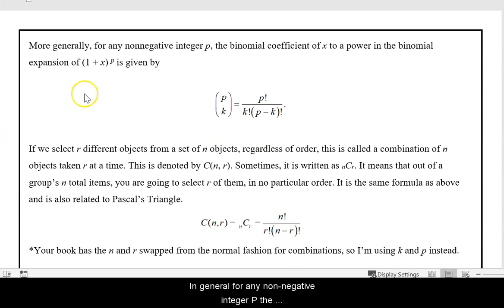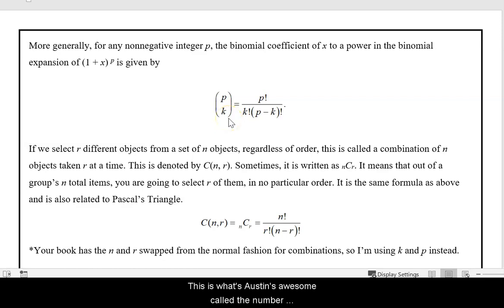In general, for any non-negative integer p, the binomial coefficients of x to some power in the binomial expansion of 1 plus x to the p is given by the notation you see here in the center. You're probably not familiar with the notation on the left. On the right, you should now be familiar with the factorial notation after having done the ratio test so many times. If you've studied probability, you may well have seen this notation on the left.